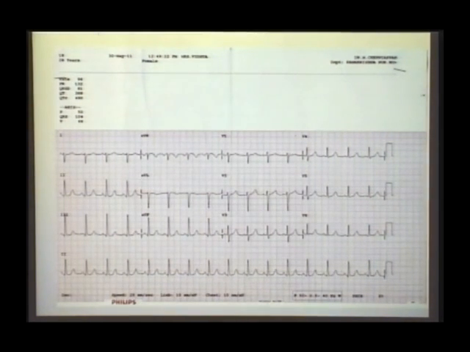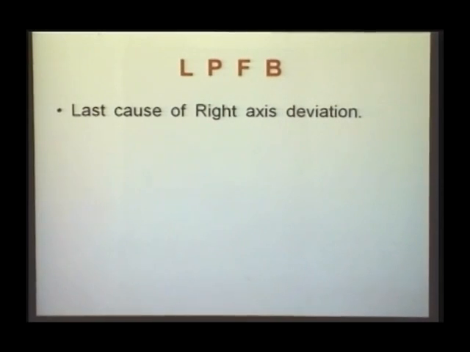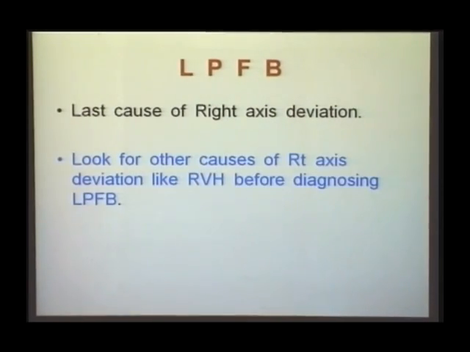Still, you must have a clinical examination to rule out a right ventricular hypertrophy. Then only you diagnose a left posterior fascicular block. So the diagnosis of posterior fascicular block should be made after ruling out the right ventricular hypertrophy. So the last cause of right axis deviation, look for other causes of right axis deviation like RVH before diagnosing left posterior fascicular block, and once again, one of the common causes of left posterior fascicular block is coronary heart disease.